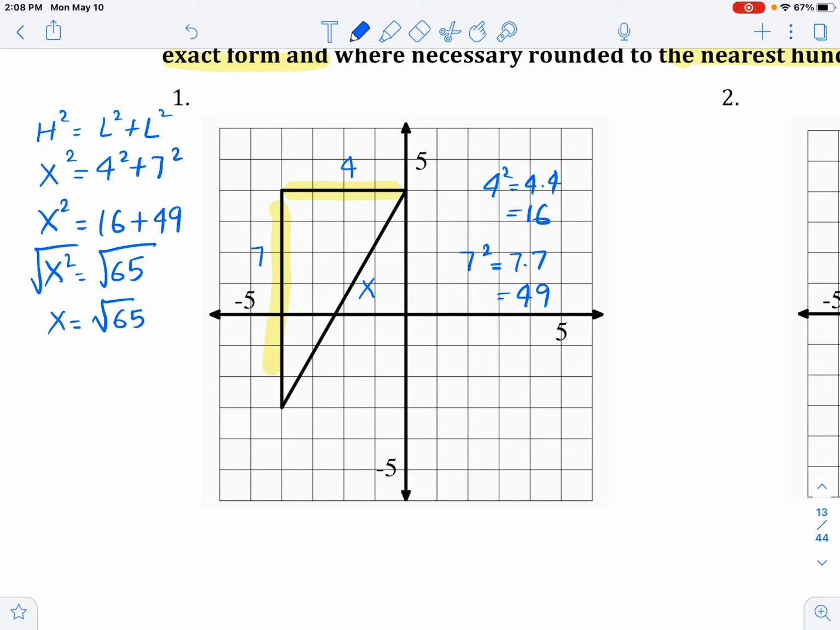You can leave it like that, but here it is saying you have to give the exact form and round to the nearest hundredth. So when you take the square root on your calculator, x is roughly equal to 8.06. That's going to be your answer, the value of this hypotenuse. This is 8.06. All right, let's move to the next question.